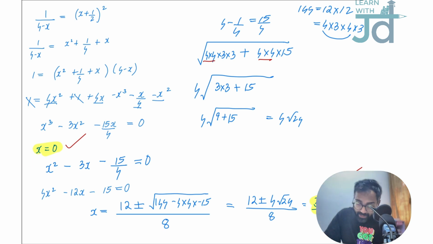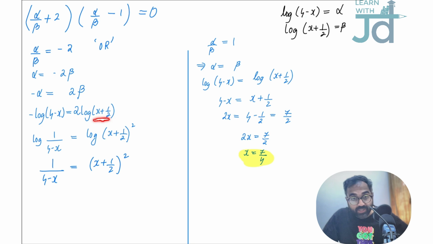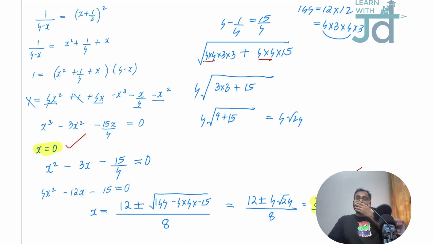Now 0 plus half is going to give you a positive value only, right? And 4 minus 0 is also going to give you a positive value. So it's anyway going to satisfy this equation. So don't worry about it. 0 is also the root.